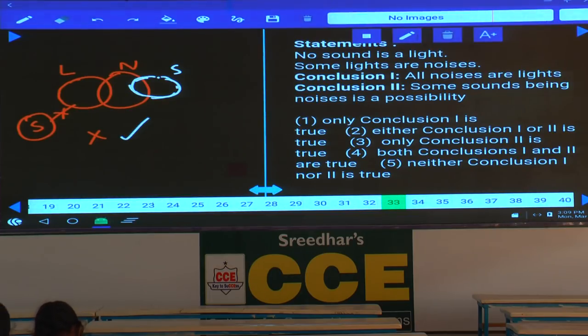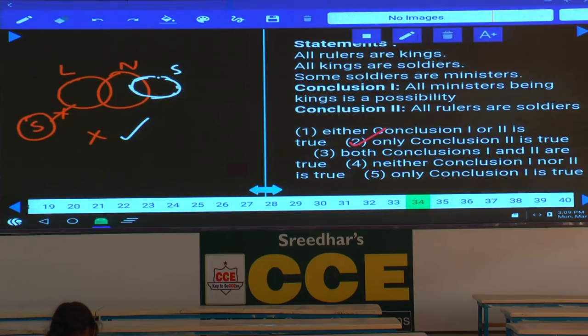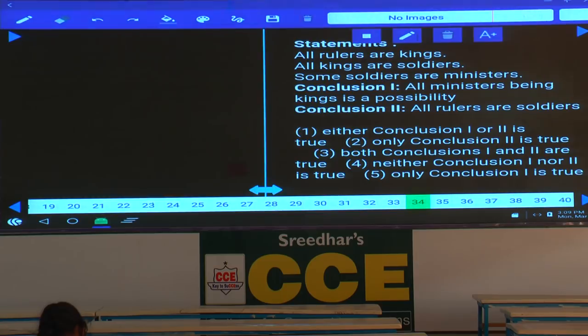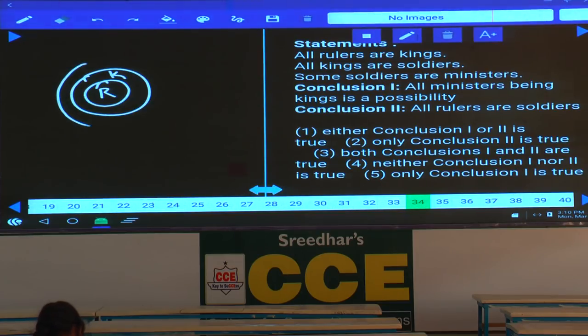Only conclusion 2 follows. Only conclusion 2, that is choice 3, is the answer to 33. Then coming to question number 34: All rollers are kings, and all kings are soldiers. Some soldiers are ministers.